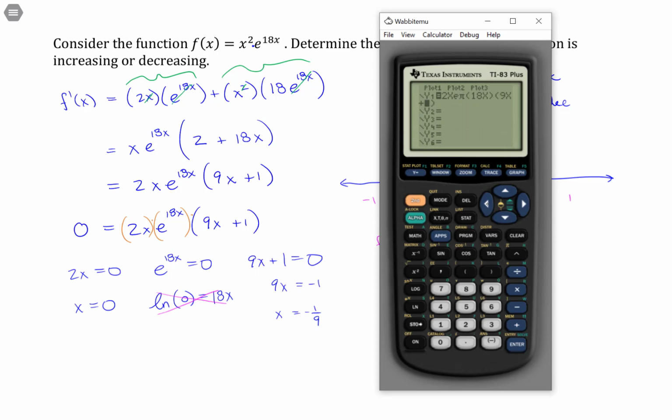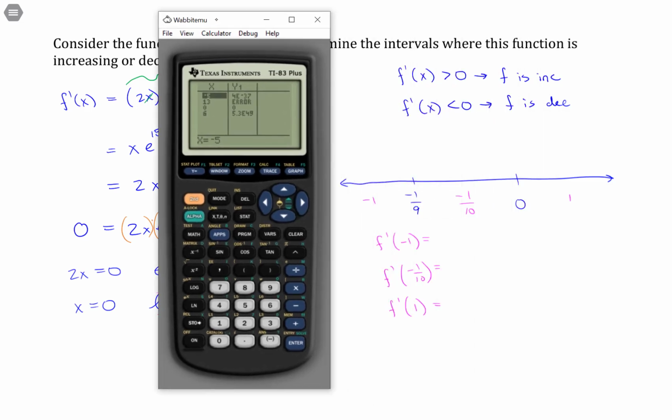Oh, why do I have a pi there? Oops. I think I hit second and the caret key instead of just the caret key. All right, so there's my function. Now I'm going to use a table. Let me just make sure my table is set up properly. And I will input these values given here. So -1, -1/10, and +1.